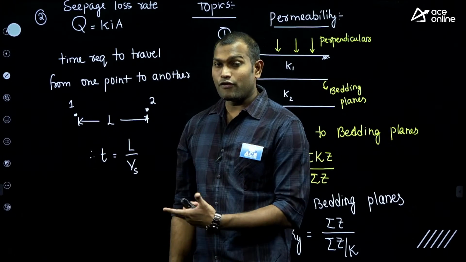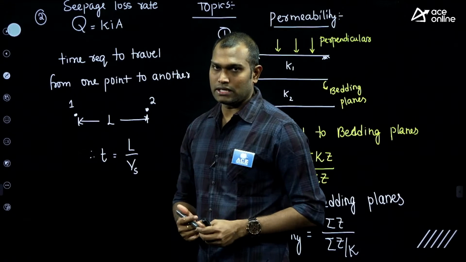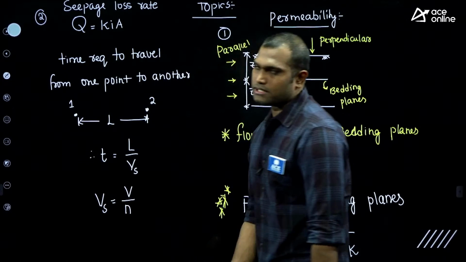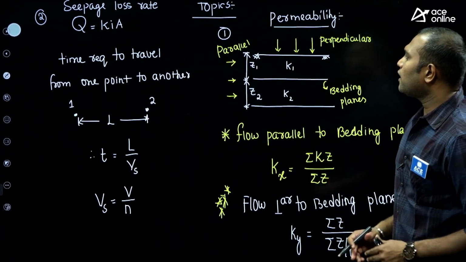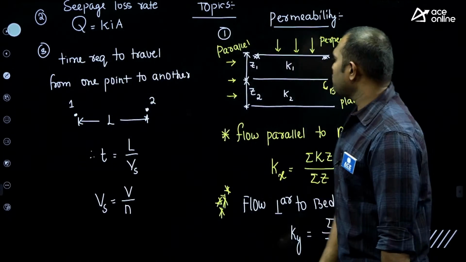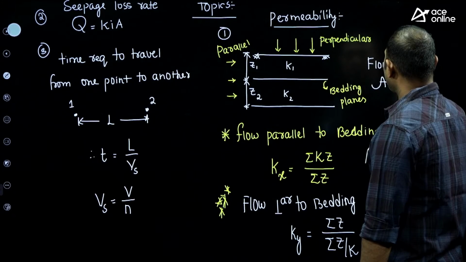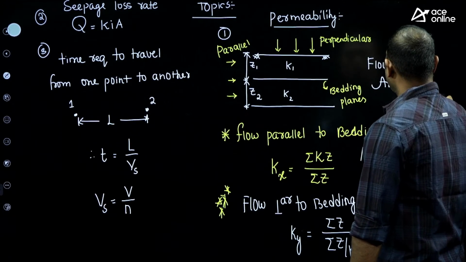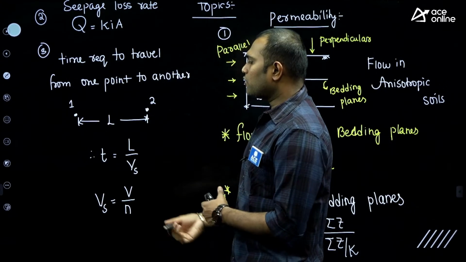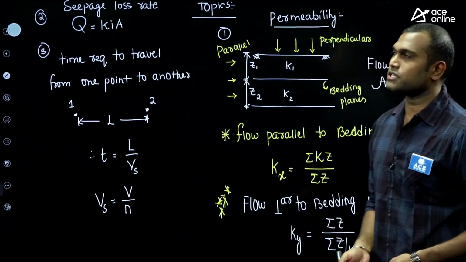Number 2, if there is a flow from one point to another point, what is the time taken by the water? That depends upon the seepage velocity Vs. And you know that seepage velocity Vs is equal to discharge velocity by porosity. So these are the three models I can say. One is the flow in anisotropic soils. And whenever the flow is passing through isotropic or any other soil, Q = KiA, seepage loss rate, and how to find the time. These are the three models they majorly ask in the permeability chapter.